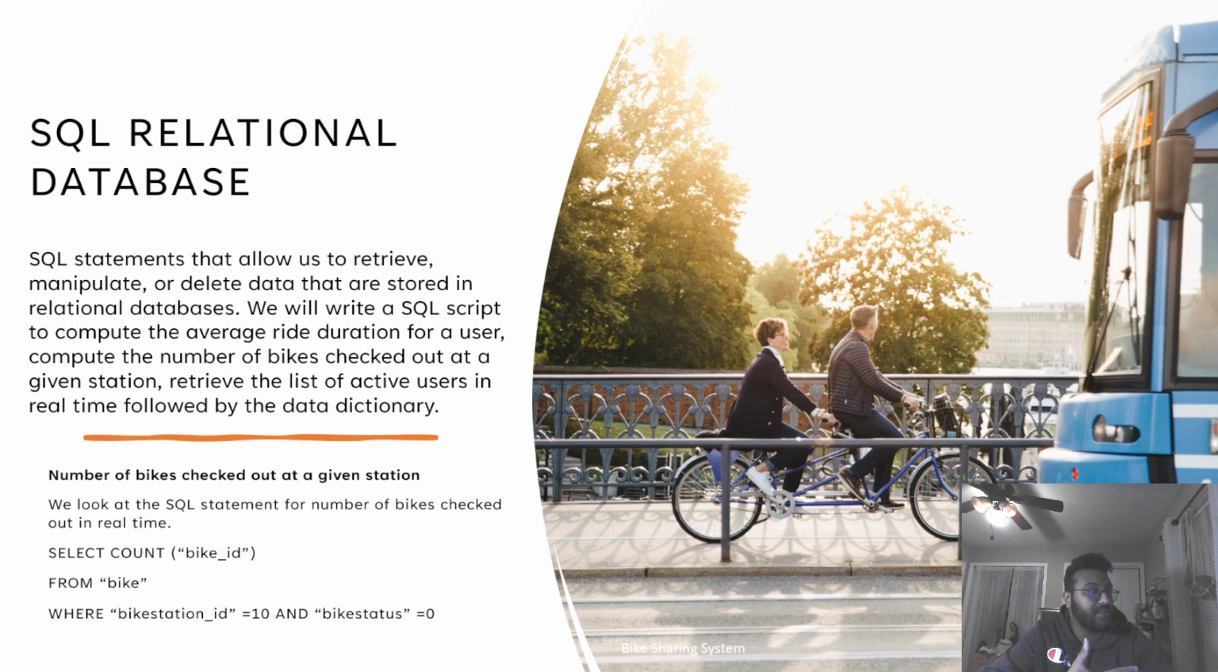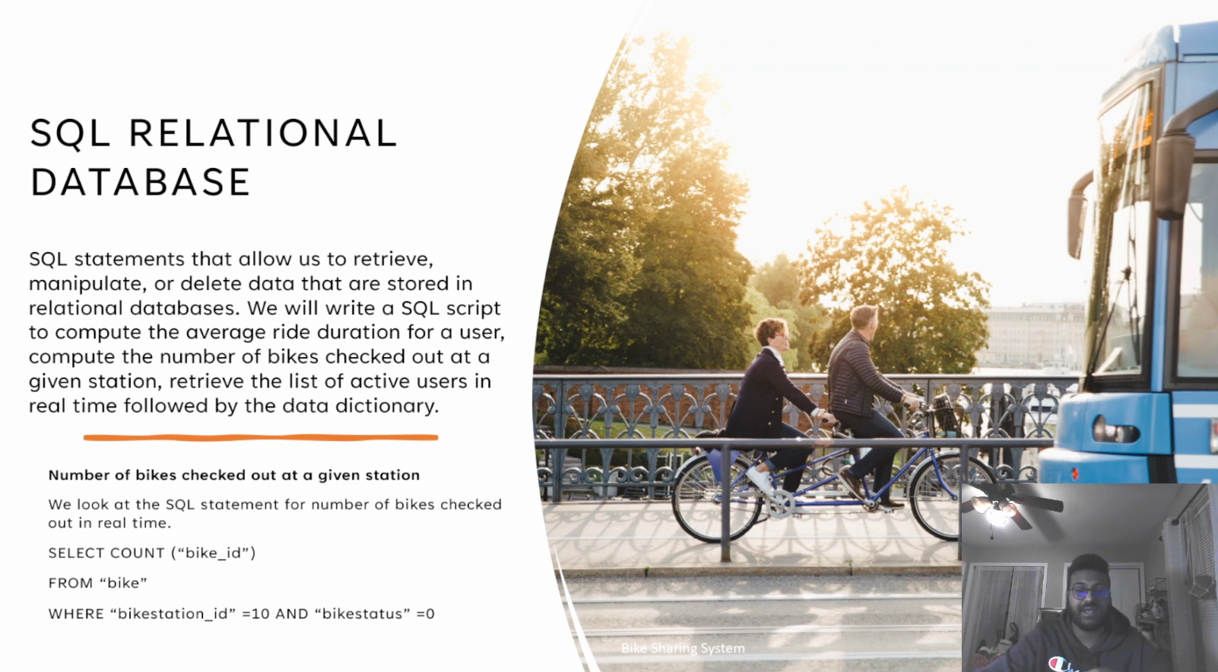We will write a SQL script to compute the average ride duration for a user, compute the number of bikes that are checked out at a given station, and to retrieve the list of active users in real time, followed by the data dictionary. I've already shown you the data dictionary before, but here we take a look at one of the use case scenarios, which is the number of bikes that are checked out at a given station. If you look at the SQL statements from the data dictionary, that is the bike ID. So we can select the count of the bike ID from the bike, and then from which bike station, from where the bike was picked up at, and then of course what is the bike.